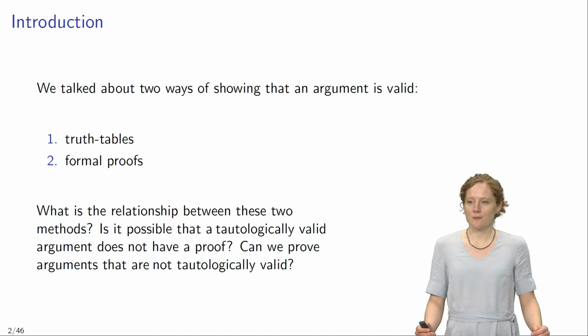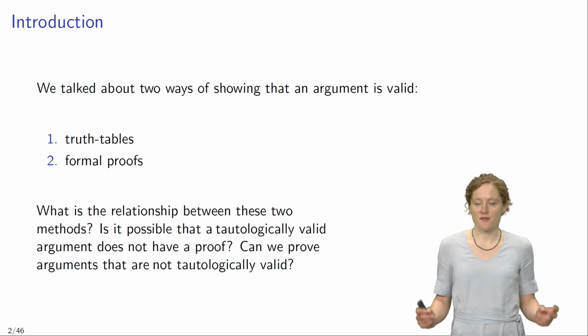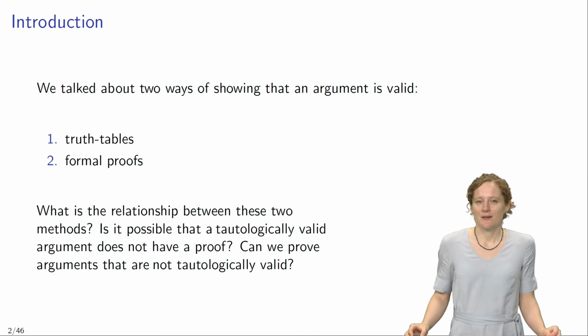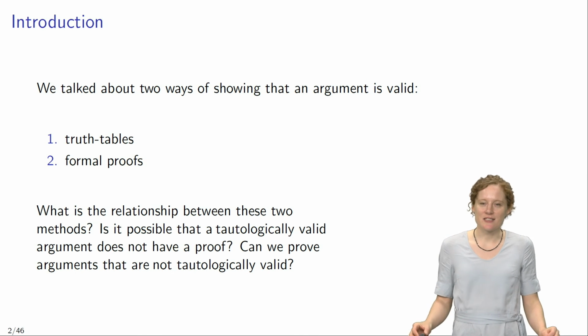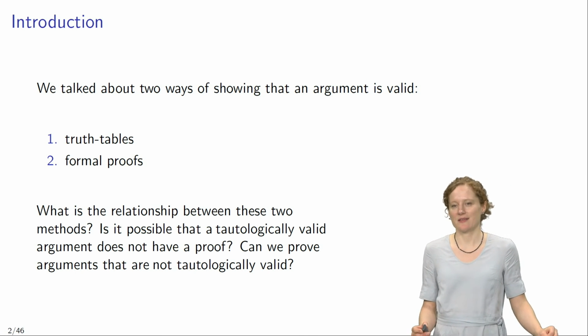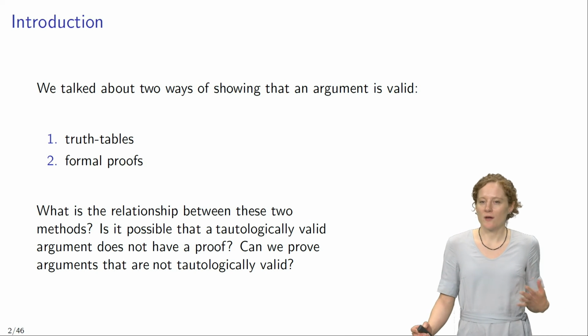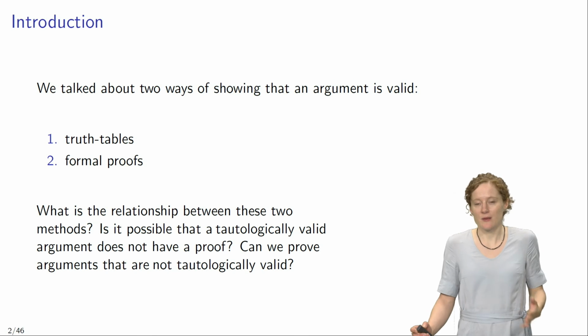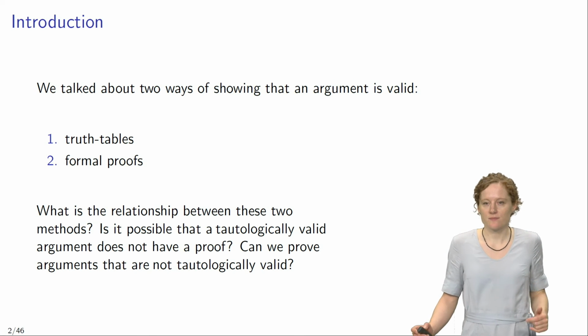Now, in this week, we are going to approach a number of meta-logical questions. So in particular, we are going to discuss the relationship between these two methods. So for example, one important question is: is it possible that a tautologically valid argument does not have a proof? Meaning, could it happen that we have a truth table that tells you that a given argument is valid, but we can't prove that argument?